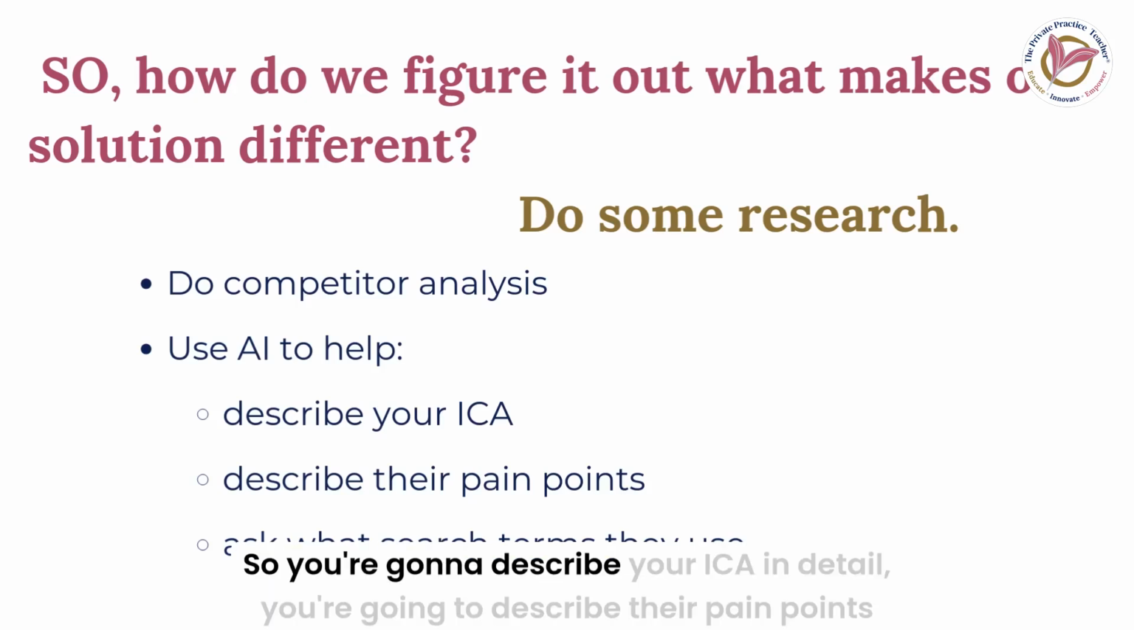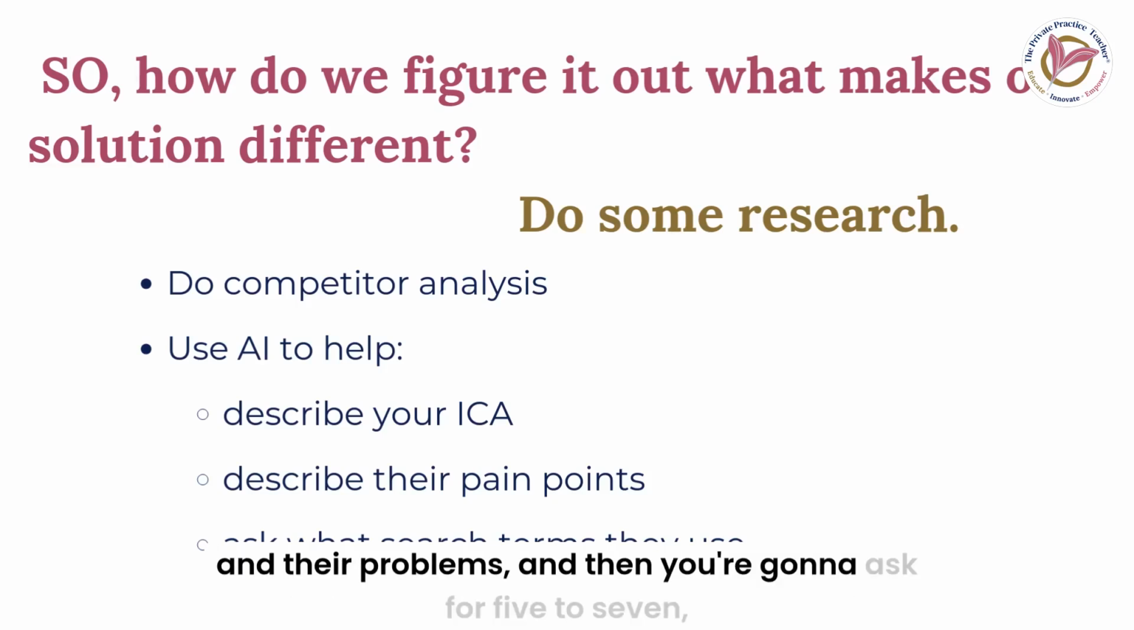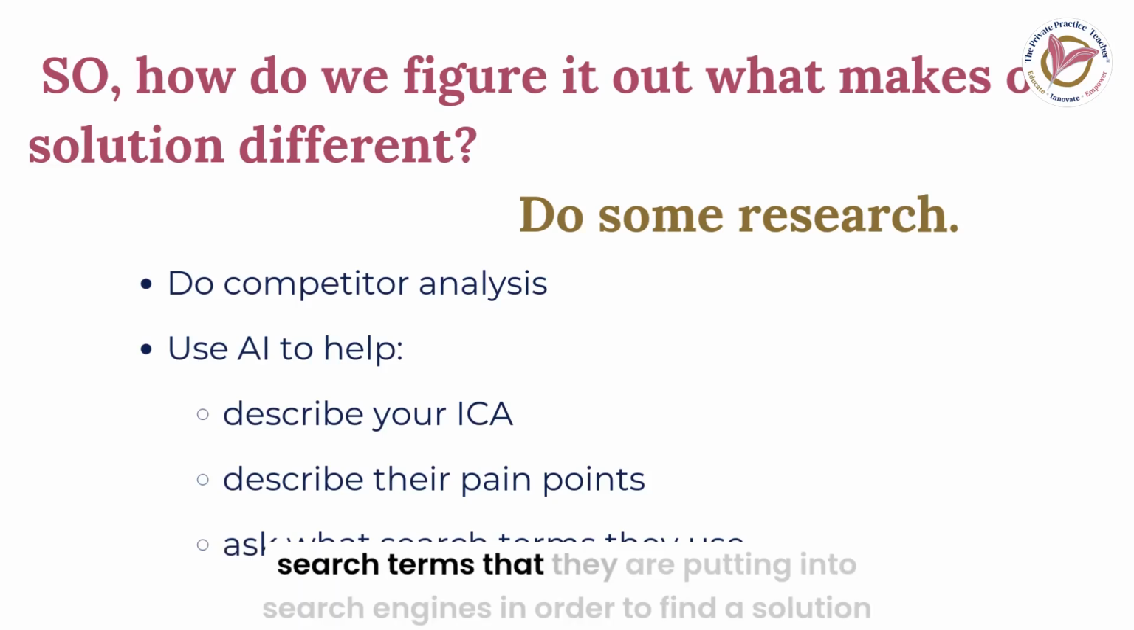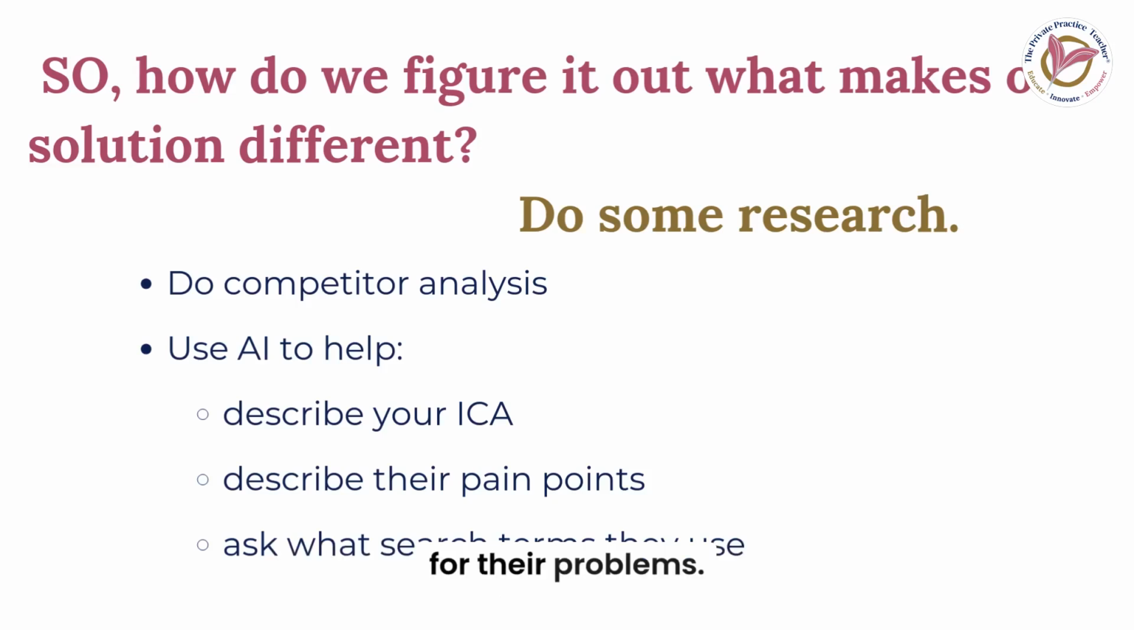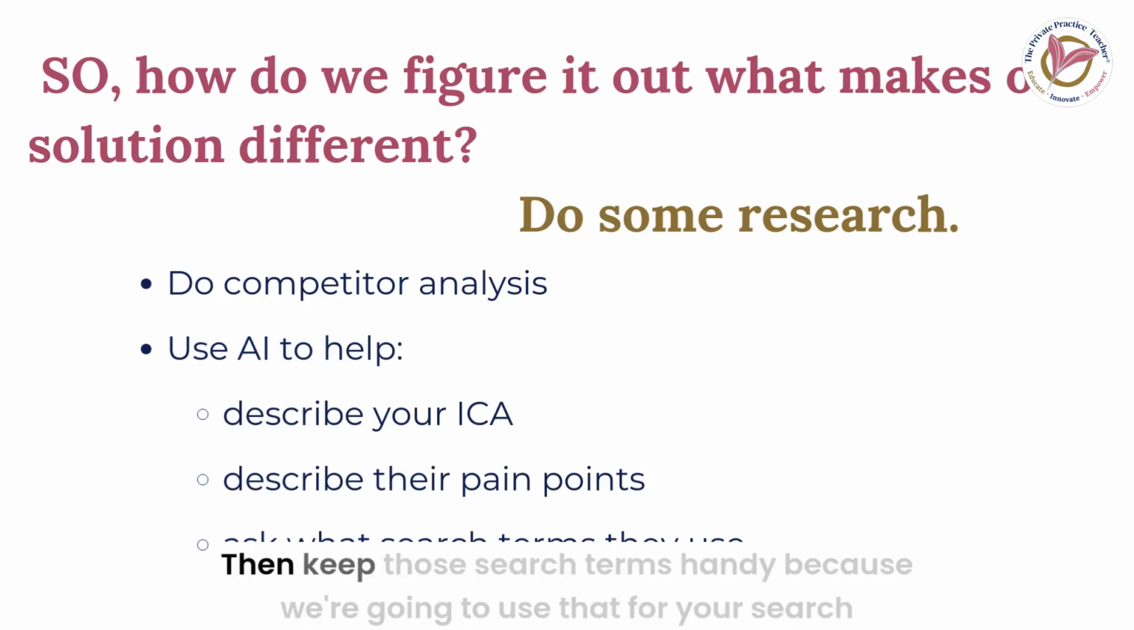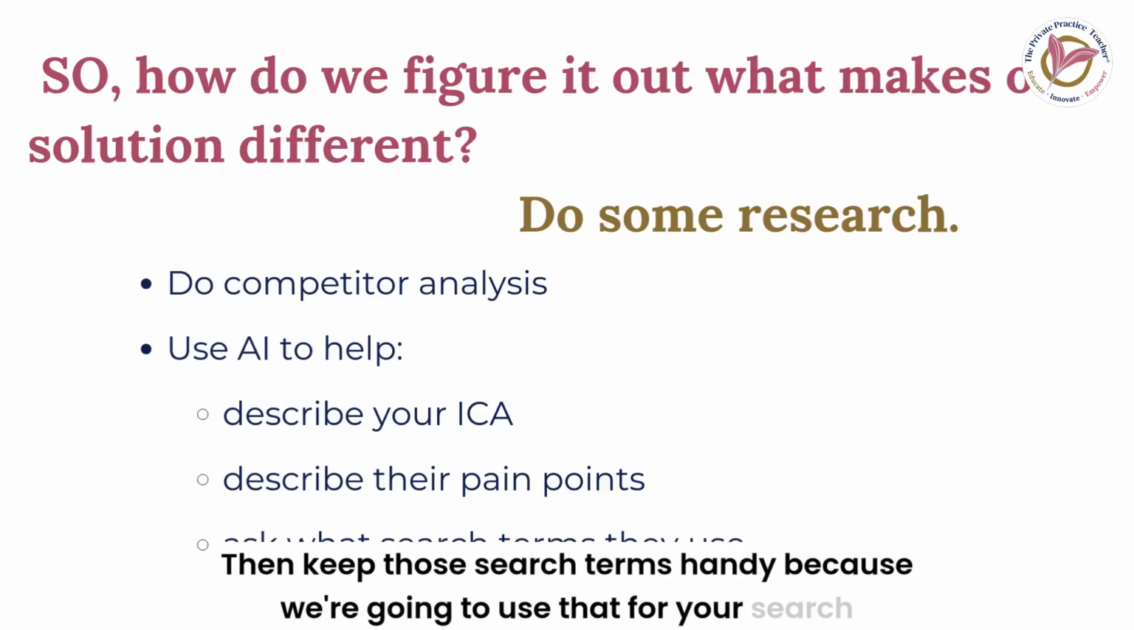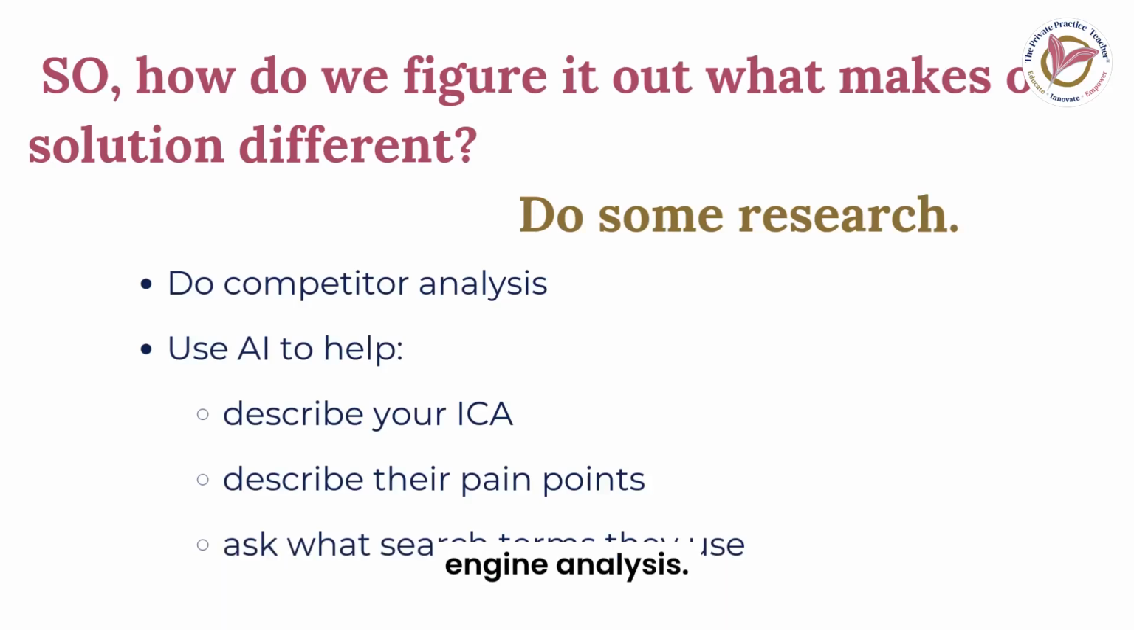So you're going to describe your ICA in detail. You're going to describe their pain points and their problems, and then you're going to ask for 5 to 7 search terms that they are putting into search engines in order to find a solution for their problems. AI is actually quite good at this. Then keep those search terms handy because we're going to use them for your search engine analysis.